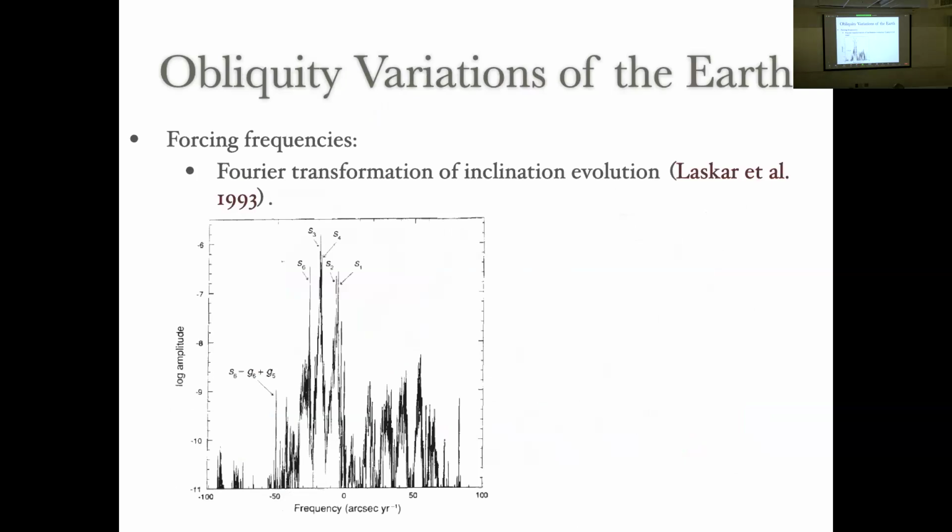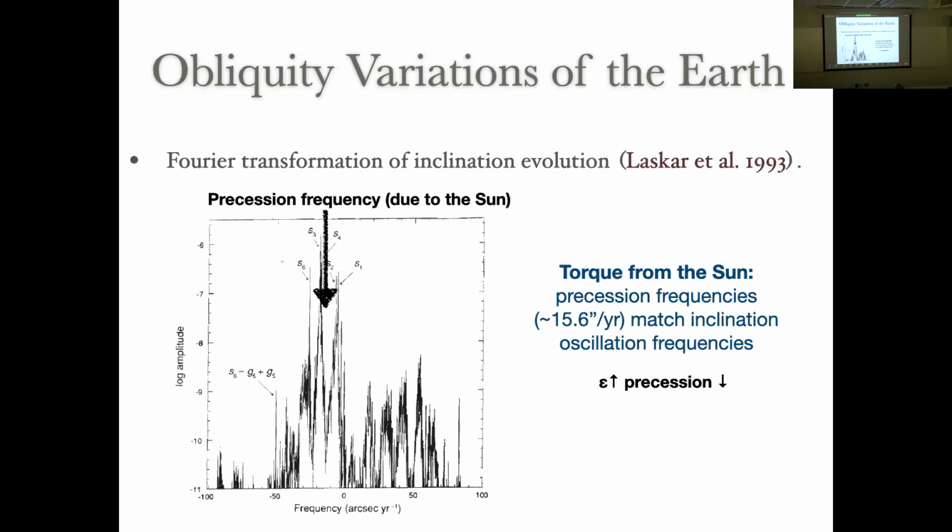Let's go back and look at the case of the Earth and Mars. So back then, early in 1993, Laskar and his collaborators looked at the variation of the Earth spin axis. They first look at the forcing frequencies, how the orbit varies. So they take the Fourier transform to obtain the oscillation modes of the Earth orbit. And here it is, and we can find the S modes, the dominant modes of the Earth orbit. And then one can calculate the precession frequency due to the sun, and from the quadrupole moment of Earth and distance from the sun, et cetera, we can find the precession frequency.